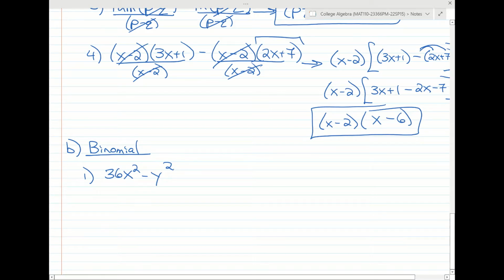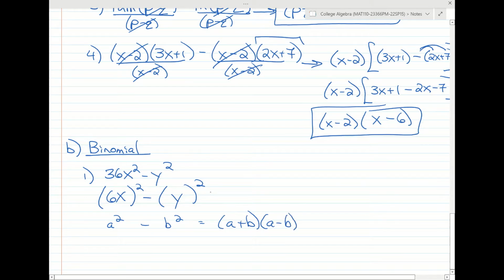Generally, if you have two terms, that's a special case. So you have to think, all right, what squared is 36x squared and what squared is y squared? Well, 6x squared is 36x squared and y squared is y squared. So according to the formula, once you have something squared minus something squared, we just say a plus b times a minus b. This would be 6x plus y times 6x minus y.